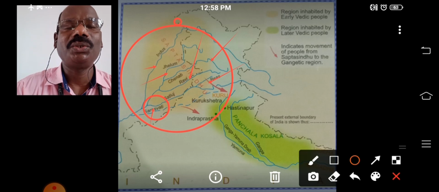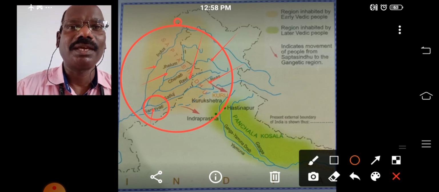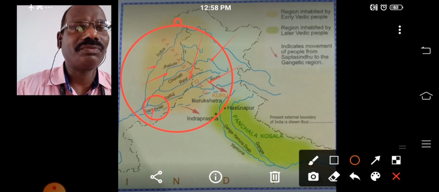I hope you understood all the points: what the early Vedic age is, why that period is called the Rigvedic age, and what some of the features of the Rigvedic age are.